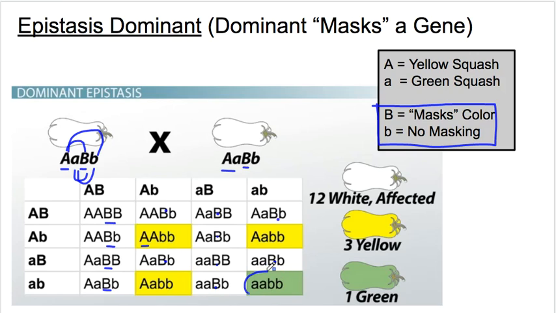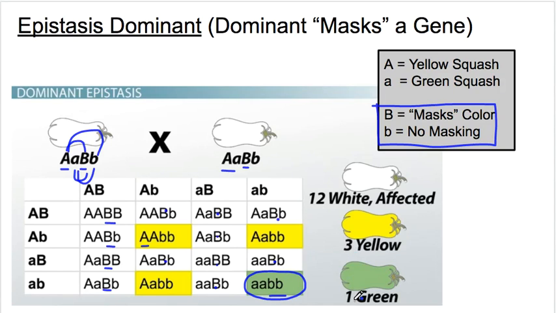This plant down here, why is it green? Well, it's green because of two things. The epistasis is not masking, it's little b, and secondly, it has little a, which is for green squash. So there's a 1 out of 16 chance. The ratio here, though, is 12 white to 3 yellow to 1 green.